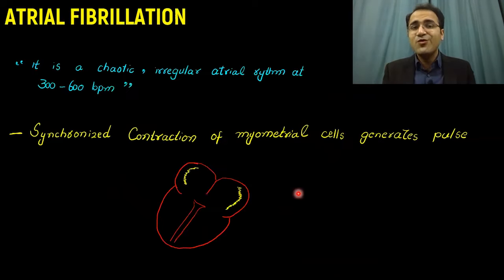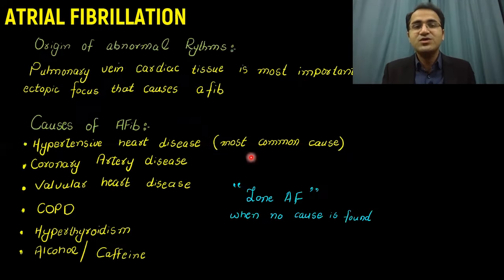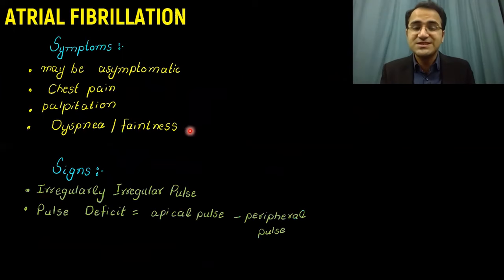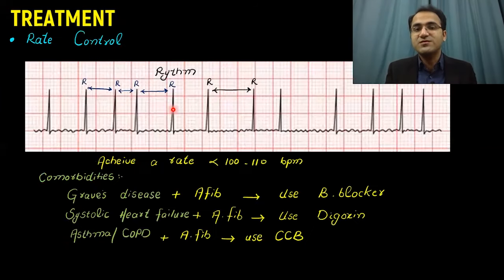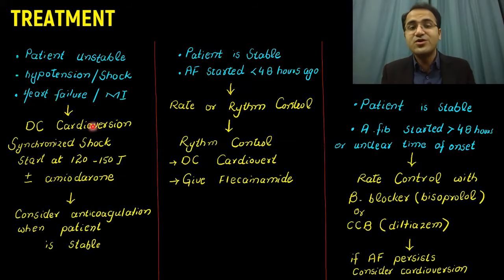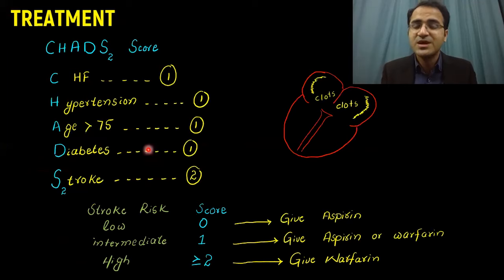In summary, we talked about what atrial fibrillation is: the seizure of atria. We discussed the origin and causes, hypertensive heart disease being the most common one. We discussed the symptoms and signs, and ECG changes with absent P waves. We talked about rate control and rhythm control. We talked about different scenarios in which the patient can present to you and how you manage them. Then we talked about the CHADS score and how you give anticoagulants to these patients.